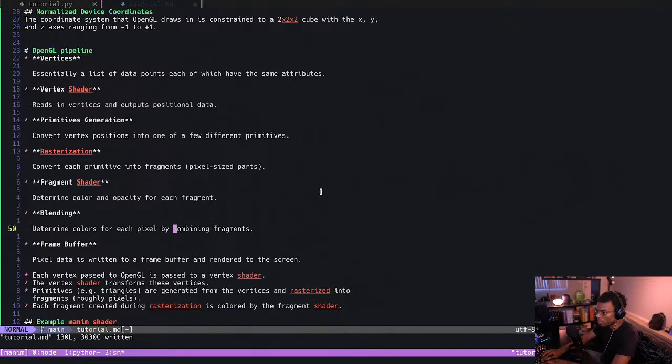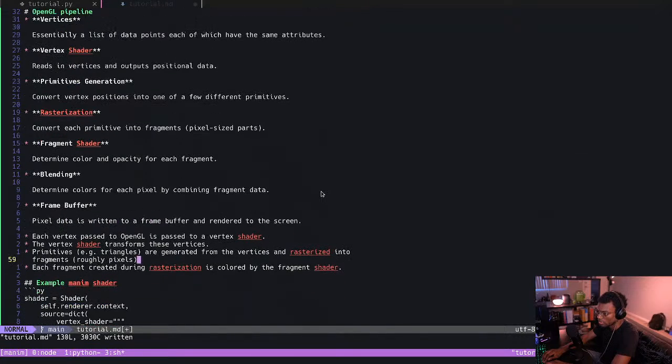What is Hugo? Fragment data. Let's render frame buffer and render to screen. Great.